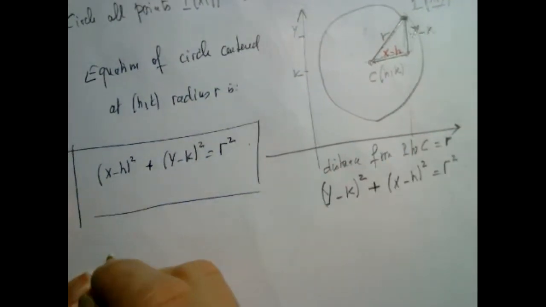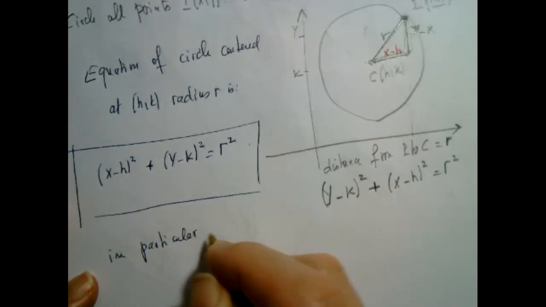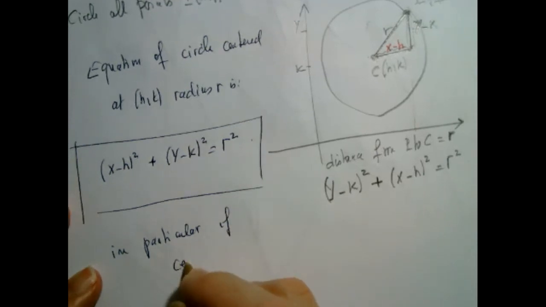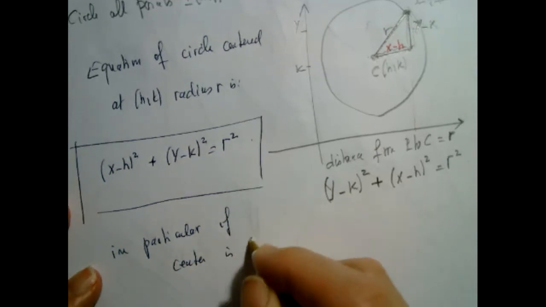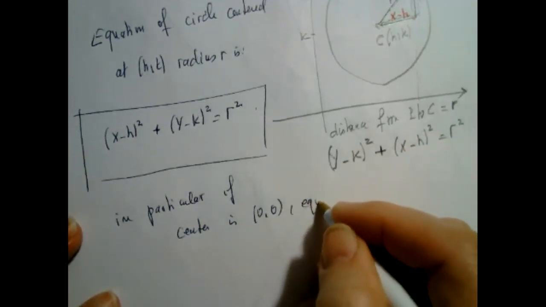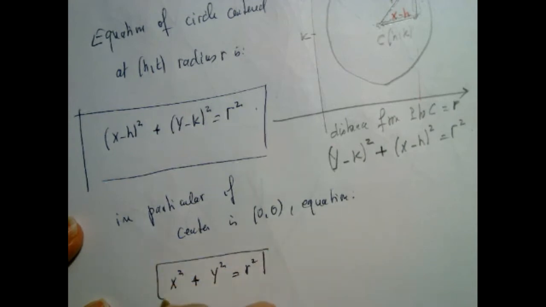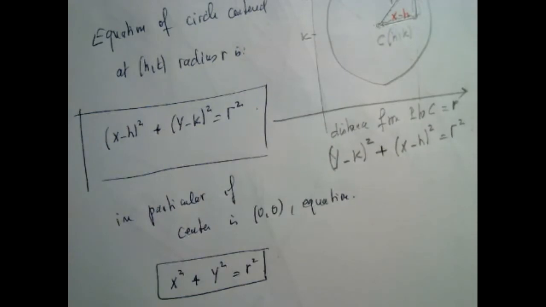Okay. In particular, if the center is the origin, then the equation becomes X squared plus Y squared equals R squared. Okay. That's the equation of a circle. So whenever we see this equation, we should recognize a circle.